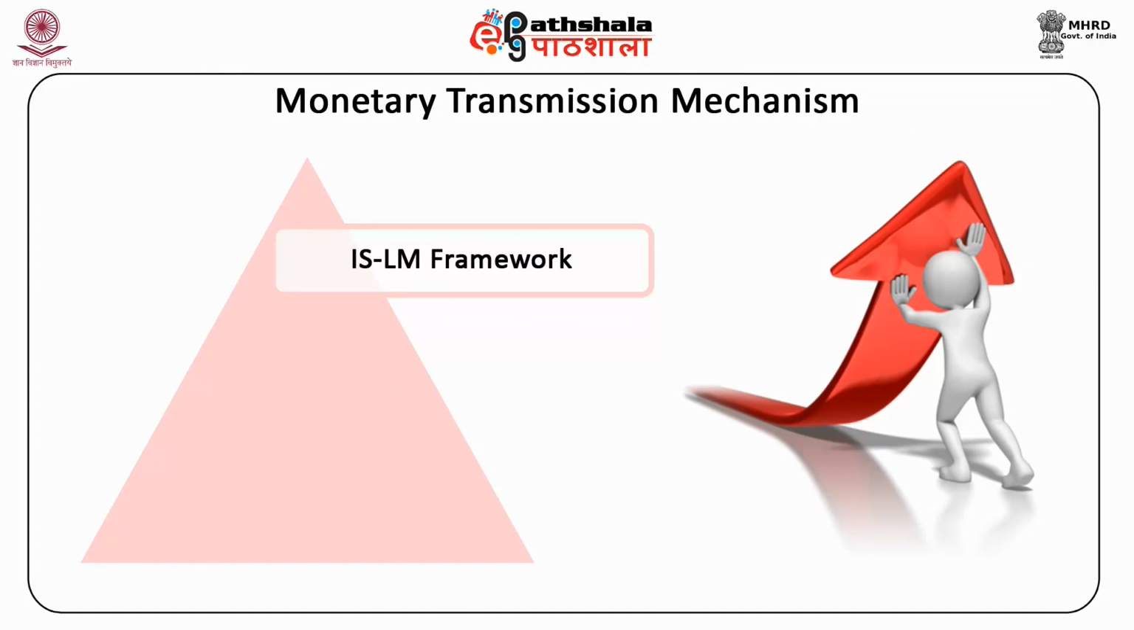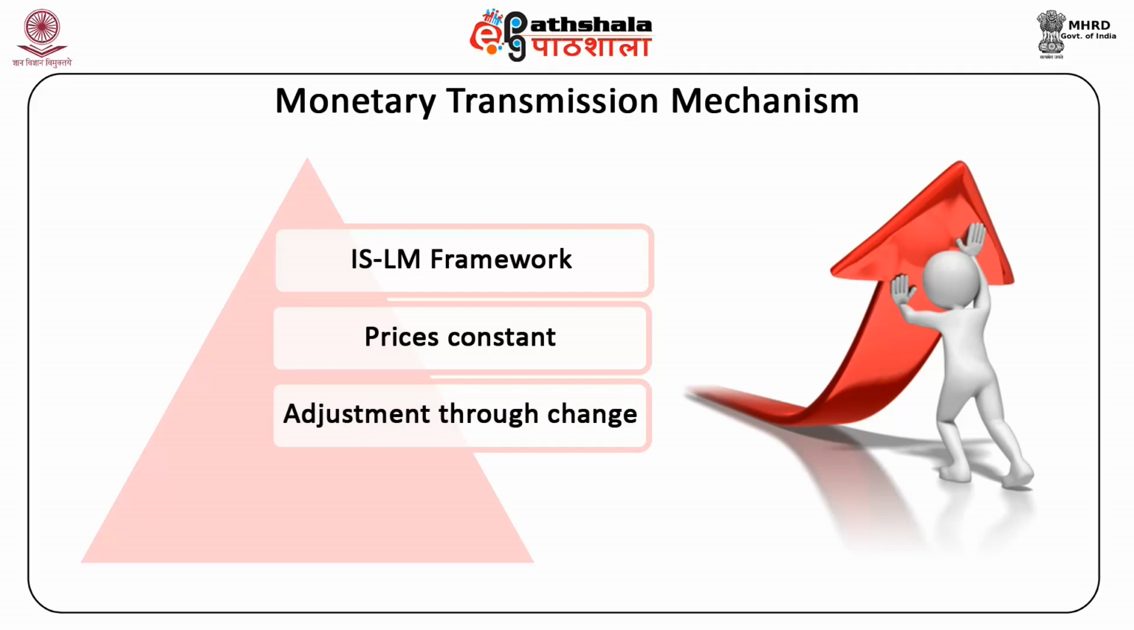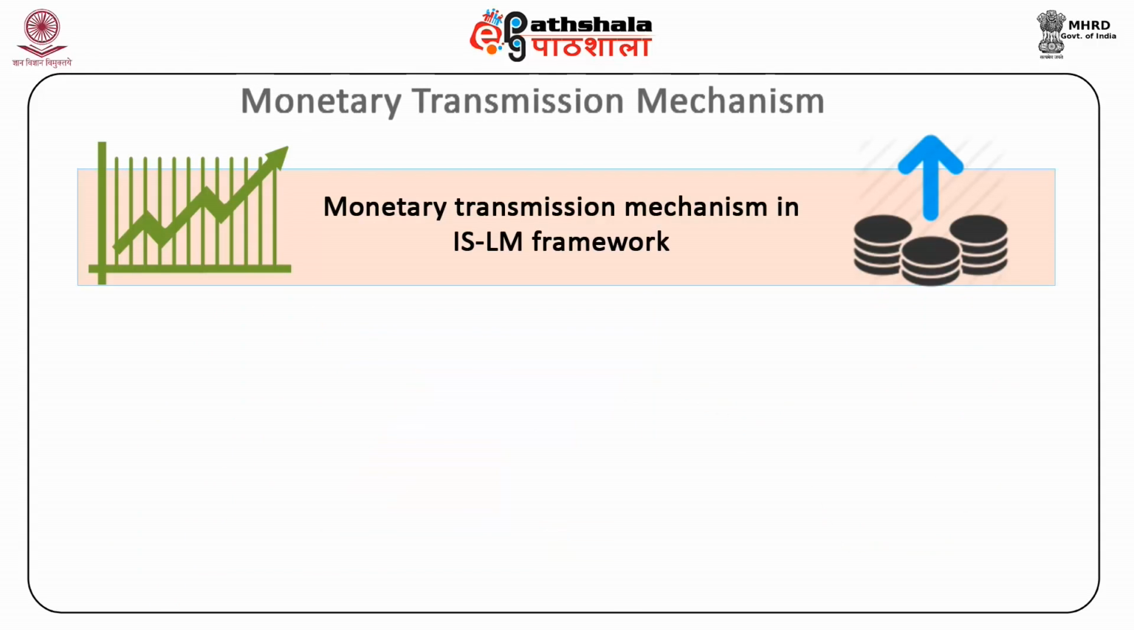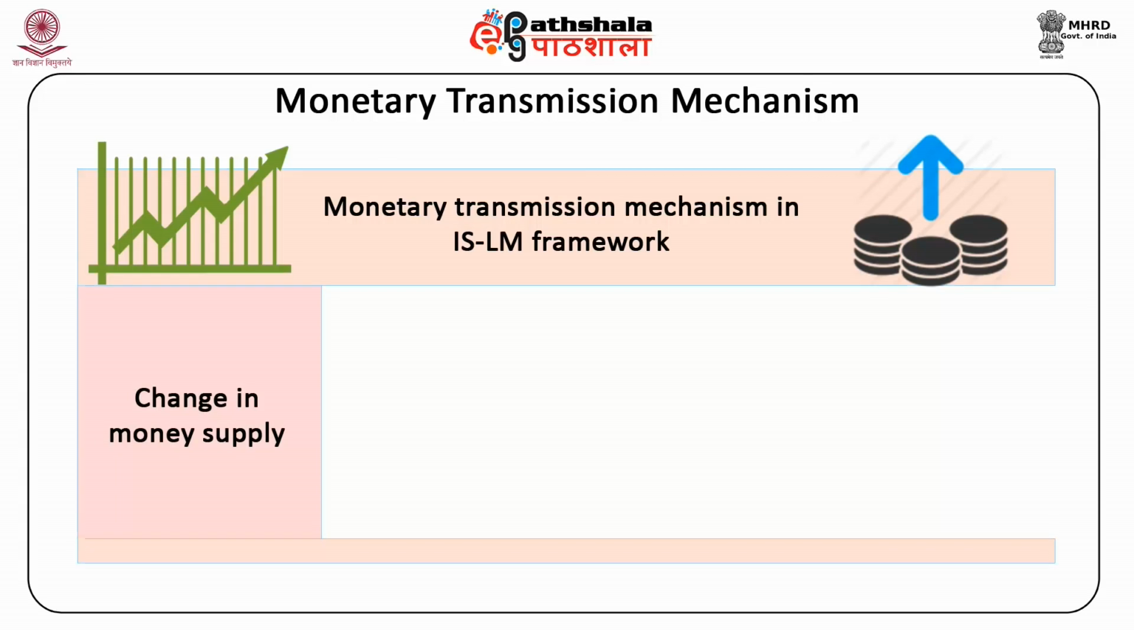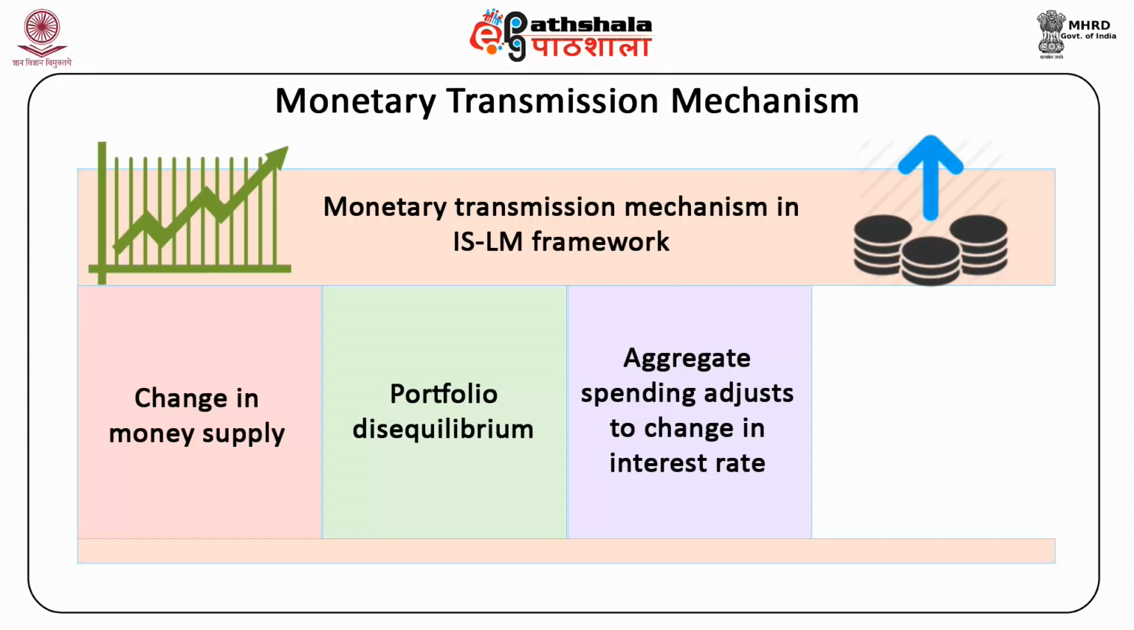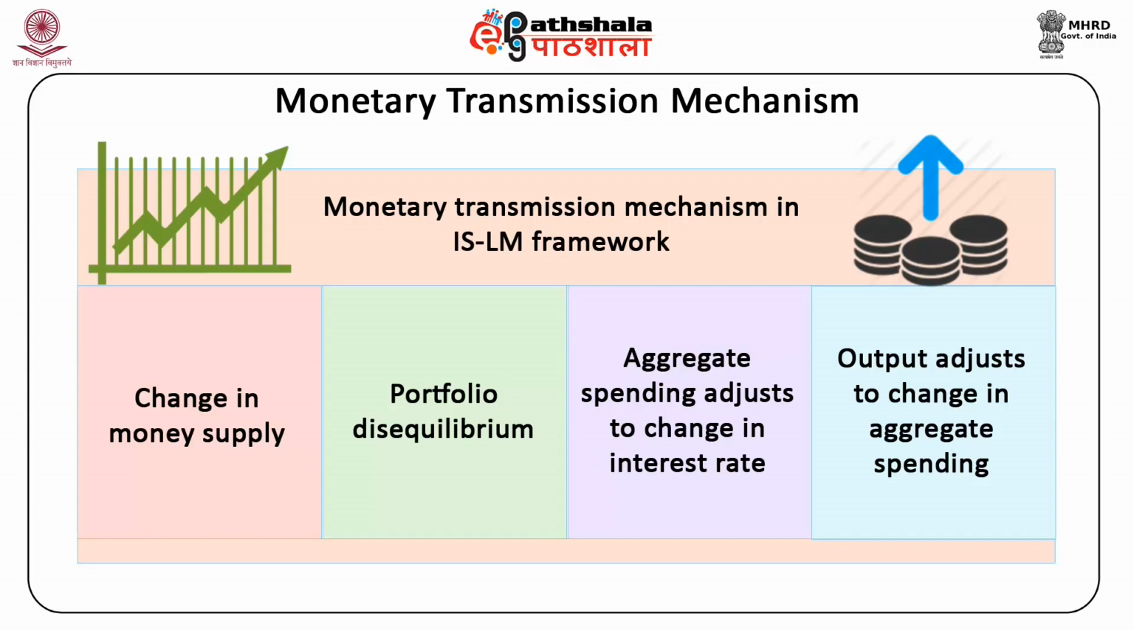In the ISLM framework, we assume prices to remain constant and all adjustment will be through changes in interest rate and income. The monetary transmission mechanism in the ISLM can be explained through the following steps. First, change in money supply. Second, portfolio disequilibrium. Third, aggregate spending adjusts to change in interest rate. Fourth, output adjusts to change in aggregate spending.